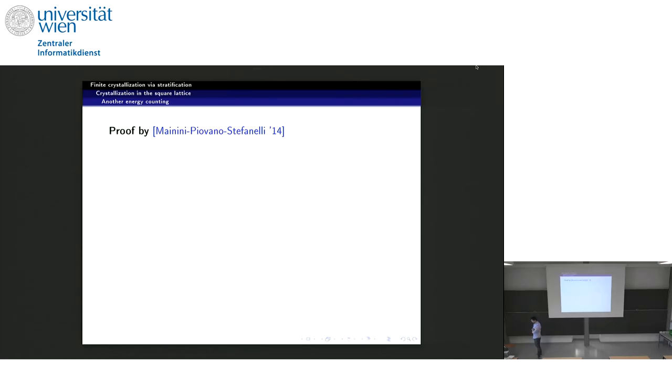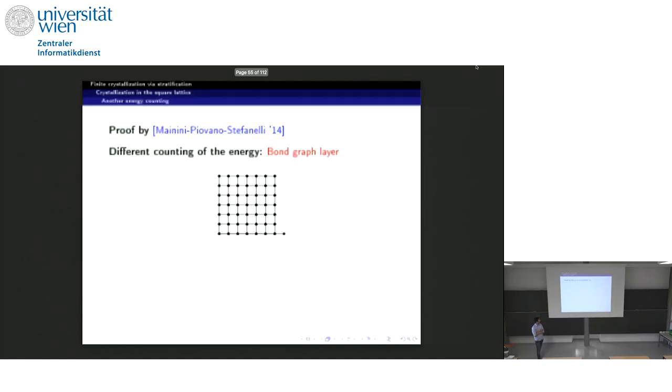Now, so when we talk about their proof, the first thing which we should do, we should talk about how they count the energy, because it's a little bit different from the argument I showed you before. And to make it simple again, let me first of all tell you what's the argument if you're a subset of the lattice, because this makes it a little bit simpler to understand what the strategy is. And the strategy that they use is a strategy of removing so-called bond graph layers. And the idea goes as follows.